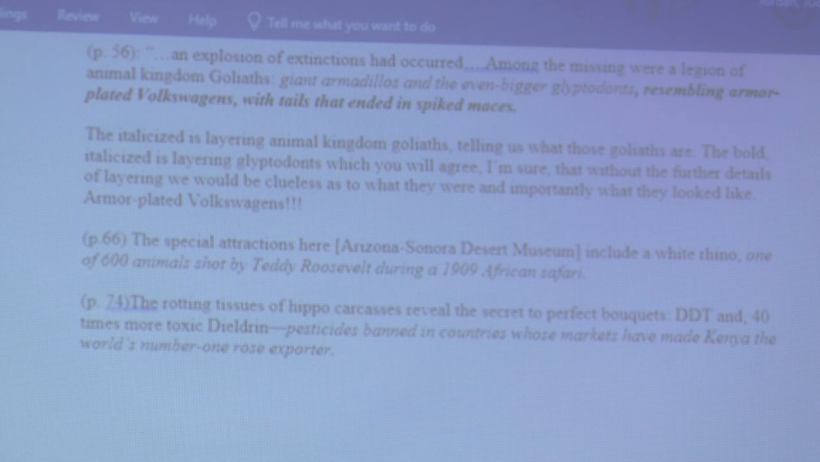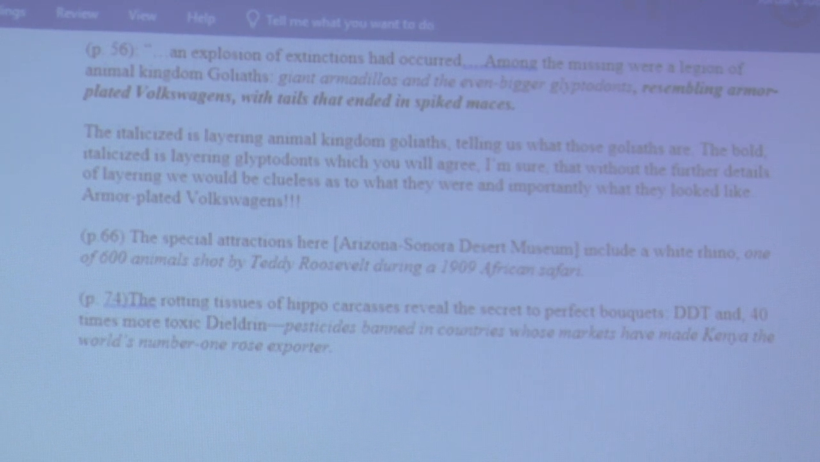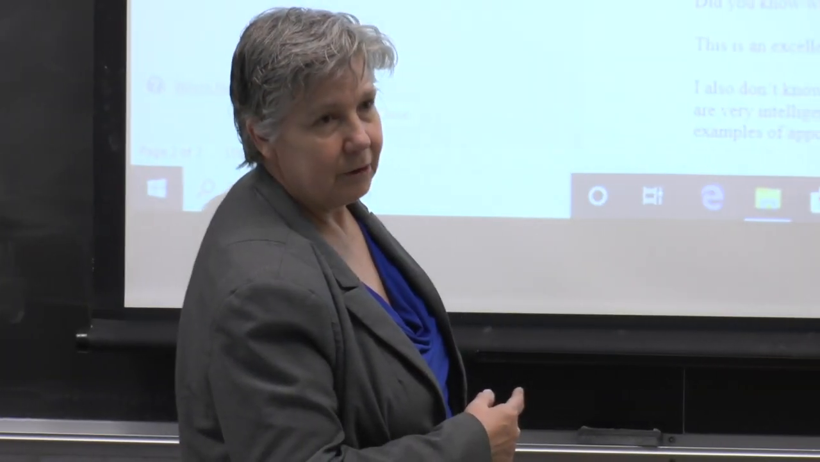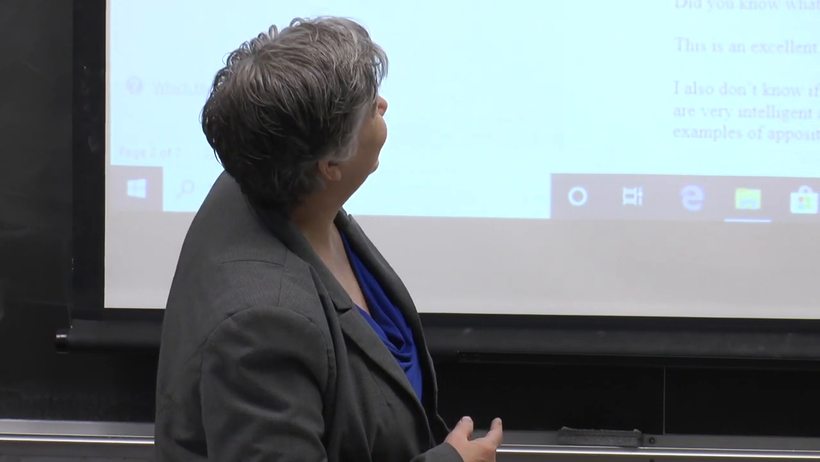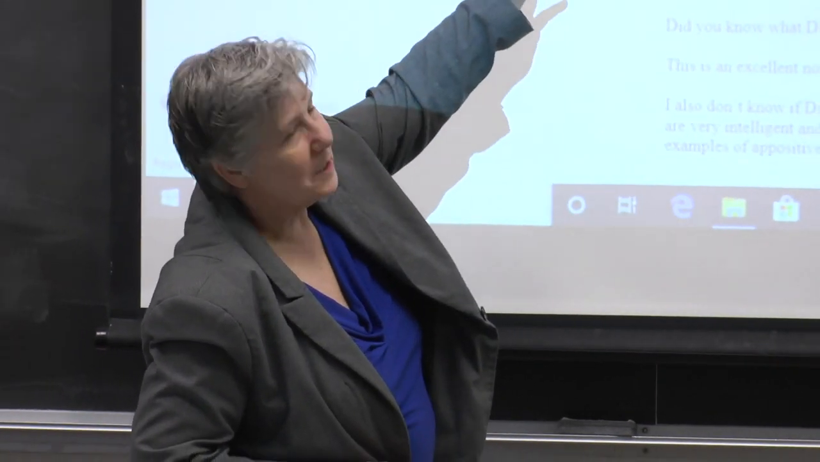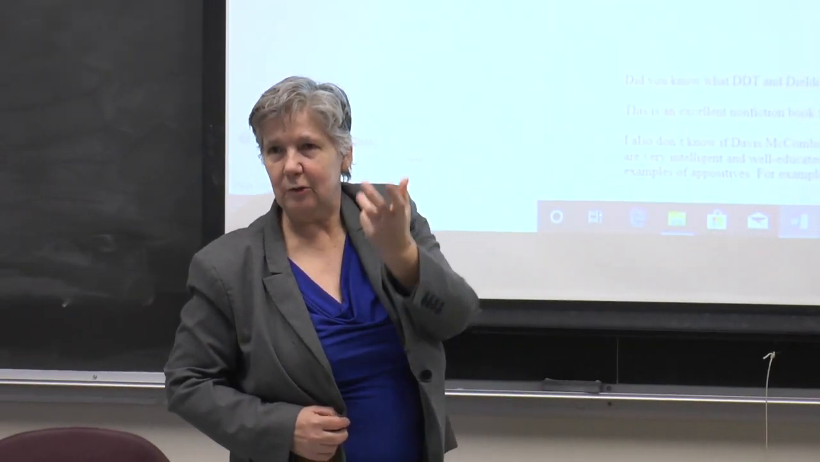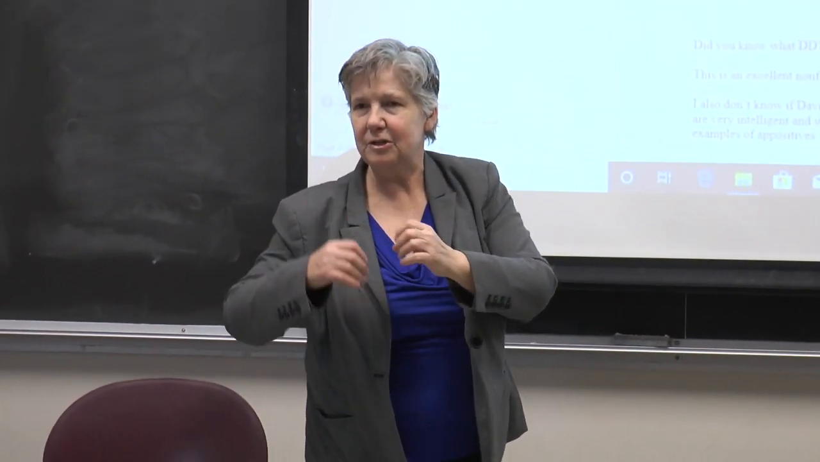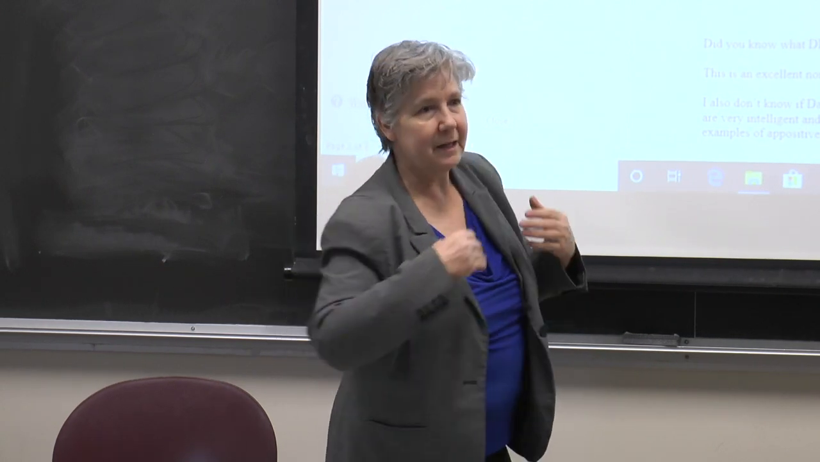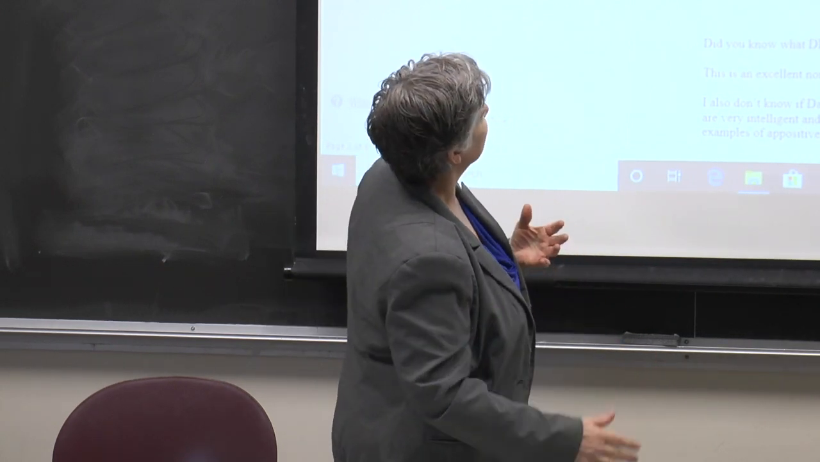What in the world is a glyptodont? So he layers glyptodonts: resembling armor-plated Volkswagens with tails that ended in spiked maces. So this is what used to be roaming around in this country. Okay. But the thing is, we now know this with the detail, but it sounds good. Because he layered, because he used appositions, it sounds good. It's rhythmically beautiful. And it's more detail, more information.